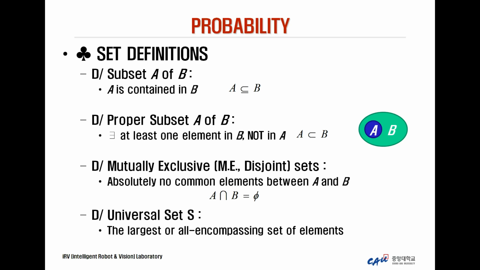And we have a very important concept, mutually exclusive sets or disjoint sets. It means there are absolutely no common elements between A and B. So the set A and the set B have no common elements. That means A intersection B is the empty set phi. Something like this. A and B are separated. And a universal set S is the largest or all-encompassing set of elements. So that means this is the total set defined in the system.